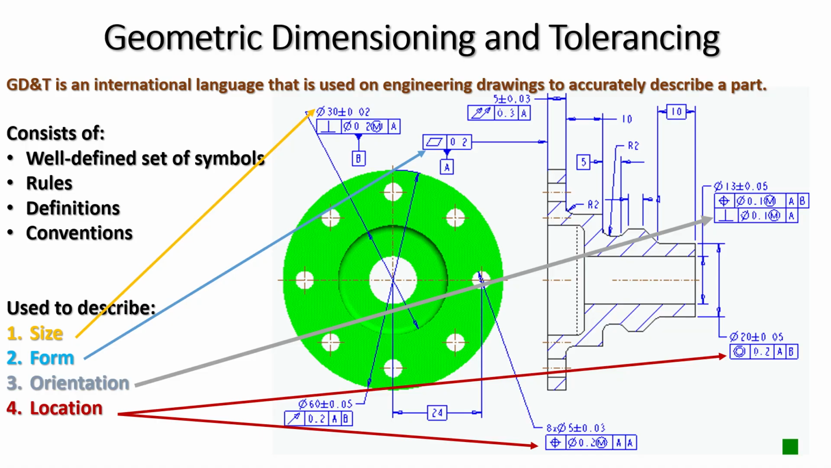Geometric dimensioning and tolerancing. GD&T is an international language that is used on engineering drawings to accurately describe a part. It consists of a well-defined set of symbols, rules, definitions, and conventions used to describe size, form, orientation, and location.